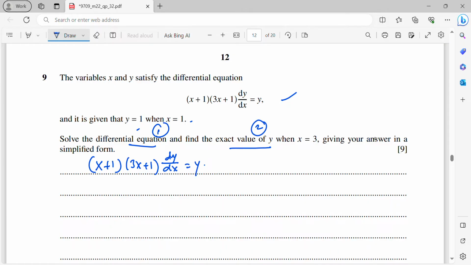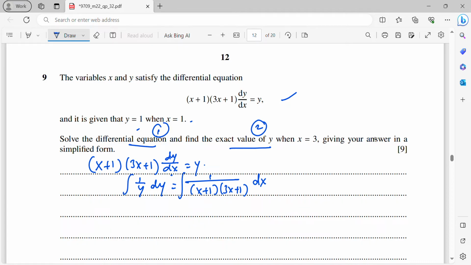Then now I will split the variables. Since your dx is at the bottom, here is the denominator, so you will move up. So I will move to the right side, which means all the x will be moved to the right side. So I will get 1 over y dy is 1 over x plus 1 times 3x plus 1 dx. Then now you have to integrate both sides.